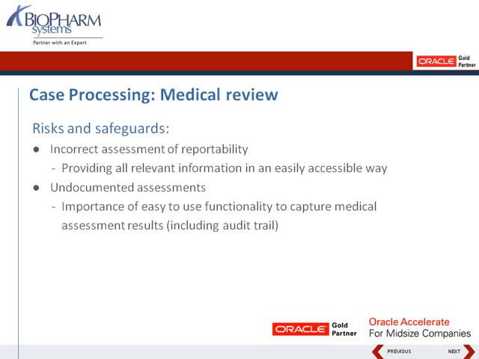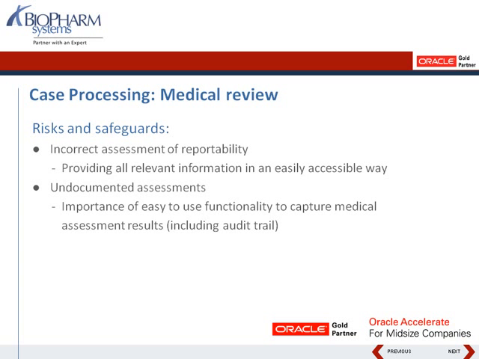One is clearly the incorrect assessment of reportability. For example, because the information about adverse events had not been presented properly, was not available in an easily accessible way, or because information about concomitant medication was sitting, let's say, on a different page in the system, and the reviewer simply forgot to access that page, so now that information was missing from the whole assessment process.